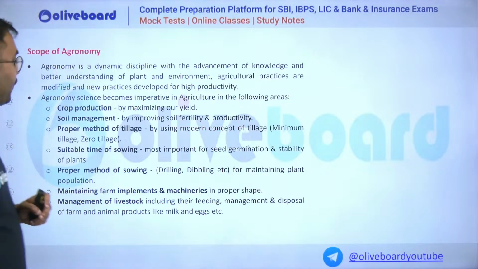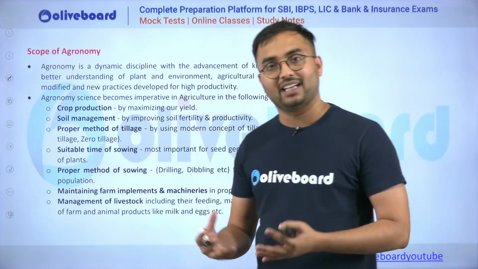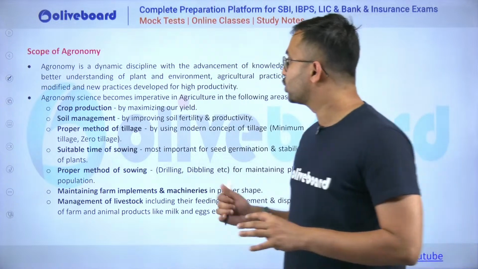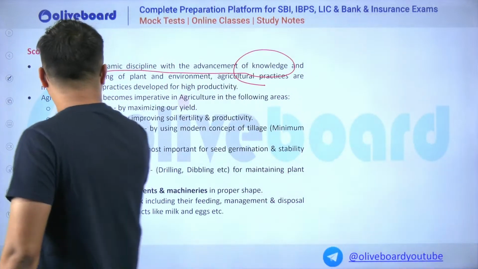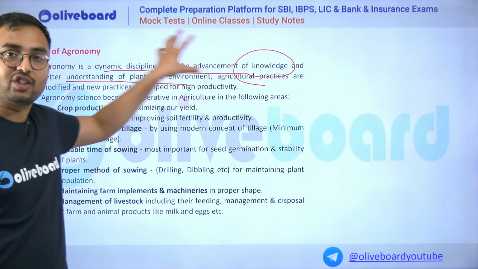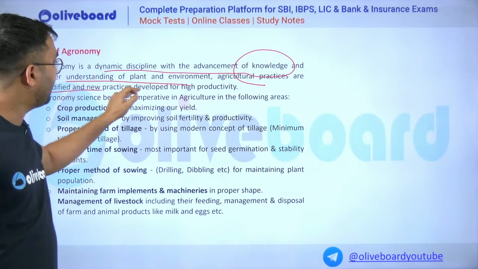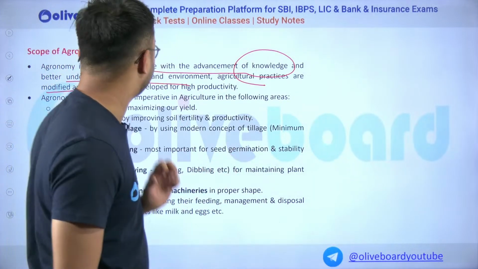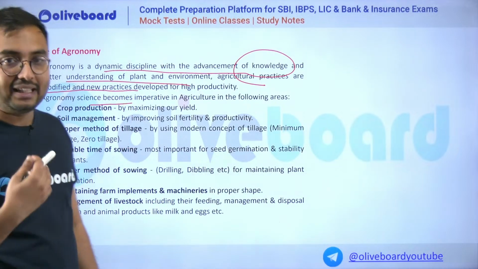Then the scope of agronomy. Now I will tell you how agronomy can improve your agricultural capacity, production, yield and overall produce. Agronomy is a dynamic discipline with advanced knowledge and better understanding of plants, the environment, that is, external factors, internal factors, and overall practices which can be modified, and we get high productivity of agricultural crops. So it is a science which becomes imperative in agriculture.